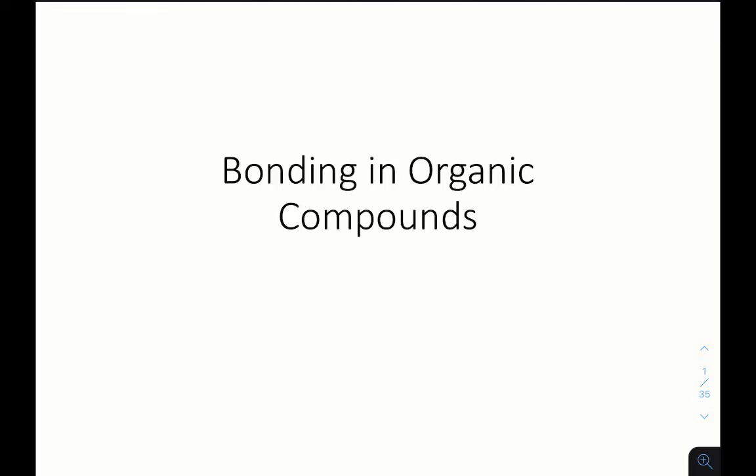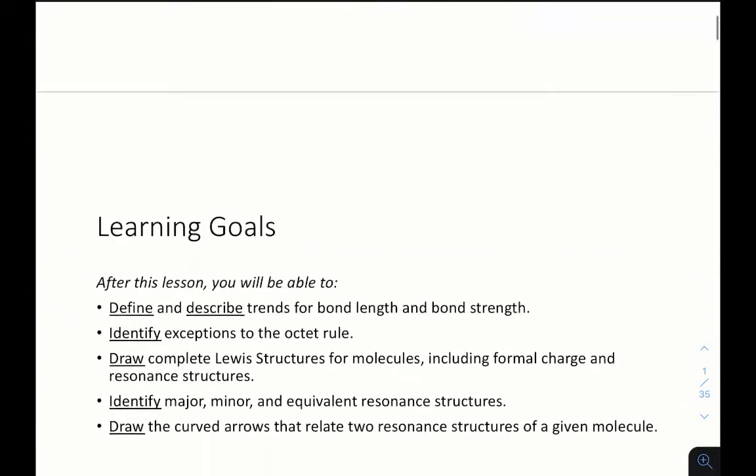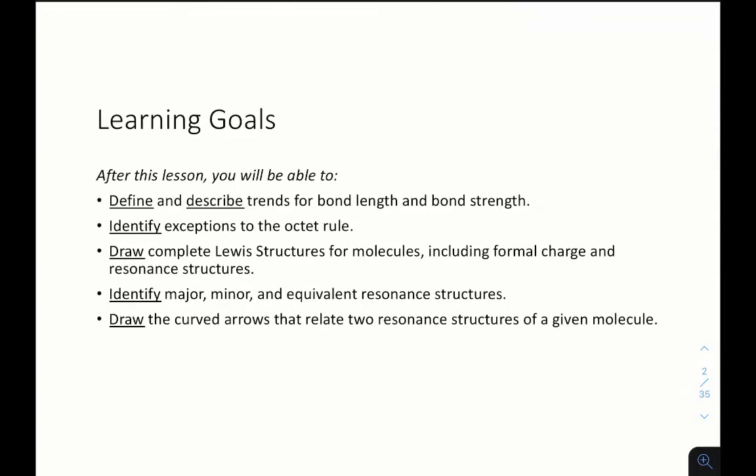In this video, we will explore the bonding that occurs in organic compounds. The goals for this lesson are that you're able to describe the bonding that occurs in organic molecules, including trends in bond length and strength. Identify exceptions to the octet rule. Draw complete Lewis structures, including formal charge and resonance structures. Speaking of resonance structures, you should be able to identify major, minor, and equivalent resonance structures, and draw the curved arrows that relate to resonance structures of a given molecule.